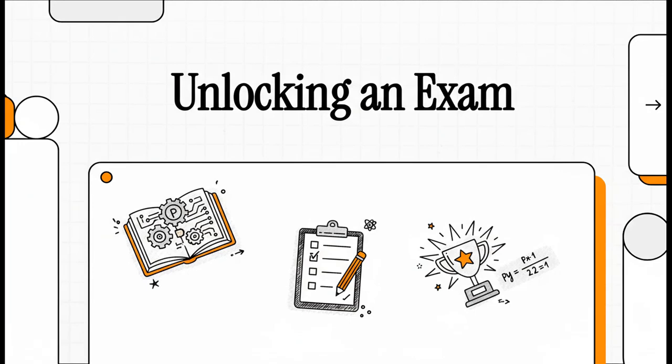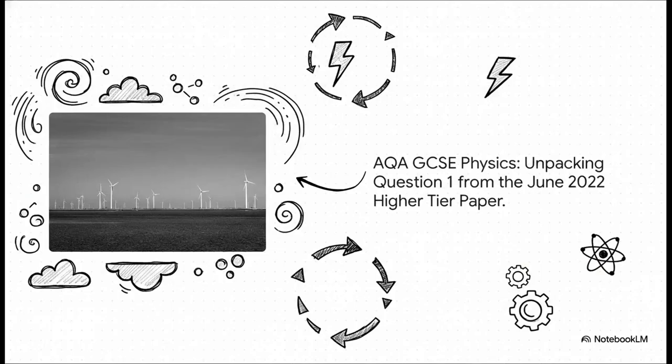What's the real secret to getting full marks on an exam? Well, today, we're going to find out. We're breaking down a real AQA GCSE Physics question step by step to see exactly how to nail it. Okay, let's just jump straight in. We're looking at question 1 from the June 2022 higher tier paper, and it's all about energy, kicking things off with this big wind farm.